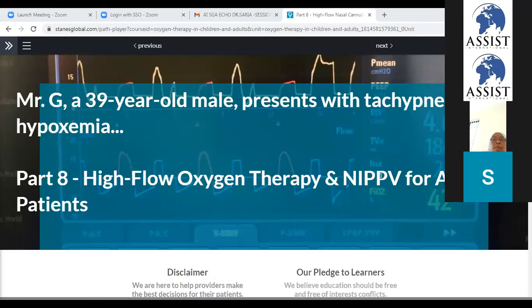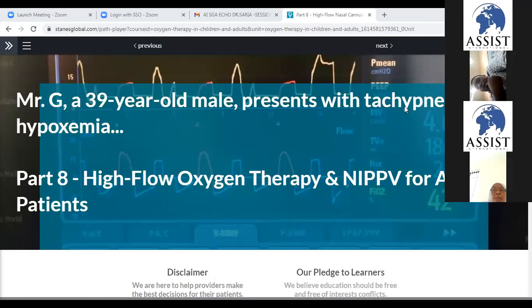This is a new terminology for some of us, but it has been discussed several times, especially during this pandemic period, especially for those patients with SARS-CoV-2 infection. But remember, high flow oxygen therapy is not only for COVID infection, it's for all patients with respiratory problems, with respiratory failure, especially type 1 respiratory failure, the oxygenation failure.